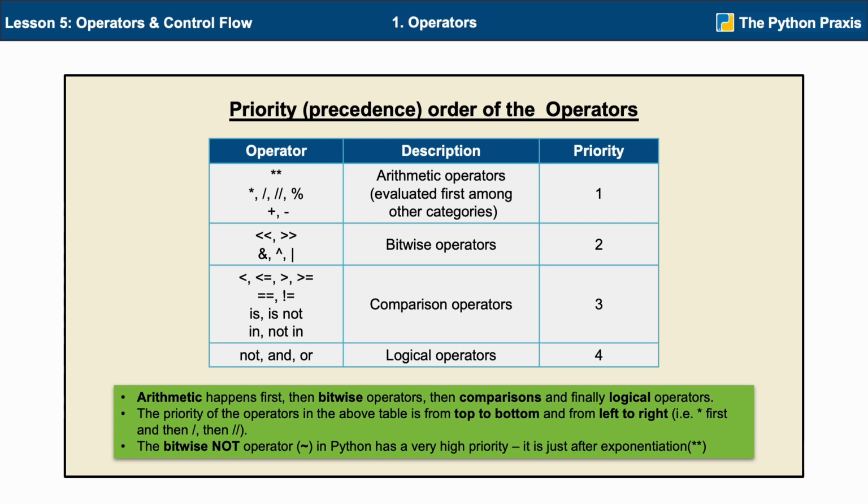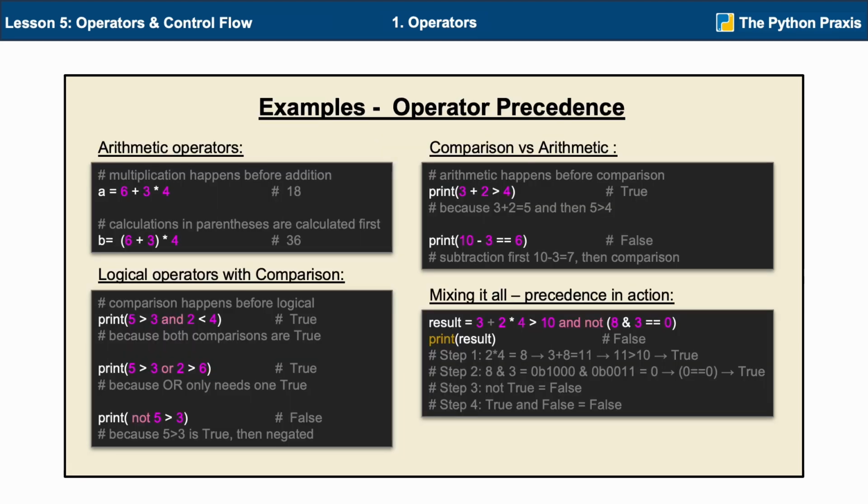The bitwise NOT operator in Python has a very high priority. It is just after exponentiation. Let's see some examples now. 6 plus 3 star 4 equals 18 because multiplication happens first. But if we add parentheses to 6 plus 3, the calculations inside the parentheses have higher priority and are calculated first. Then the multiplication times 4 is applied to the result of the calculations inside the parentheses, and the answer changes to 36.